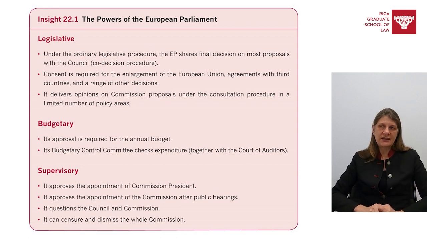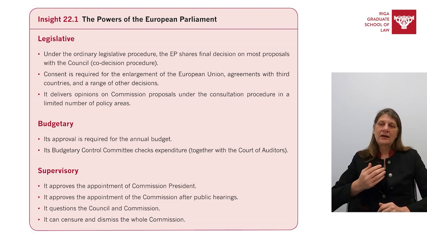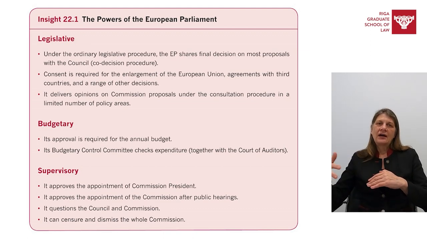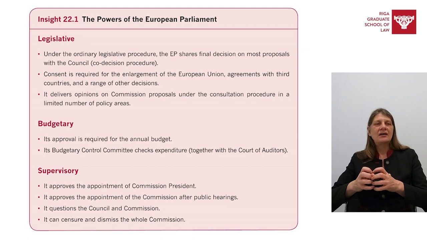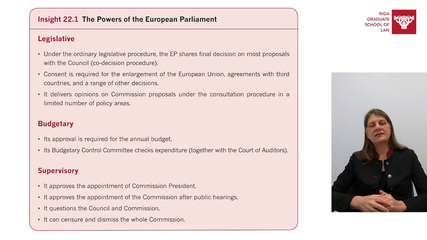And only after these hearings can the commissioners take their post, and it's quite notable that in several cases, in particular 2019, there has been a situation when the member state had to replace the candidate because the European Parliament rejected the candidate after these hearings. So also, the most important power is that according to the treaties, the European Parliament actually can dismiss the whole Commission. And historically, there have been some precedents, some mismanagement in the Commission, which was very close to the European Parliament exercising these powers.